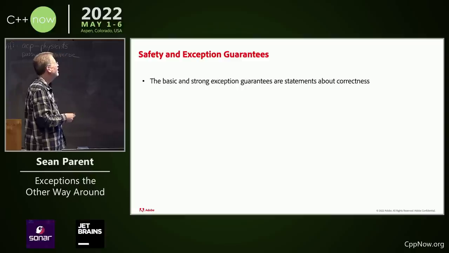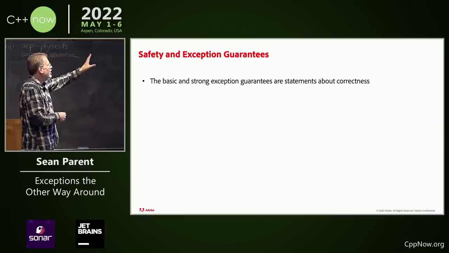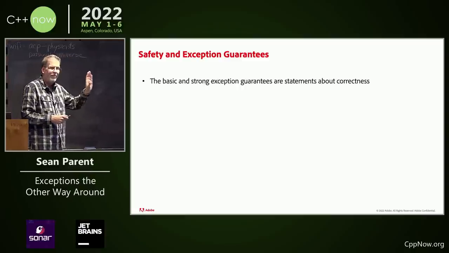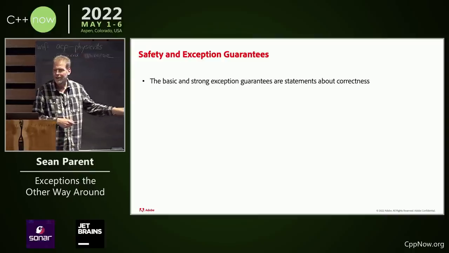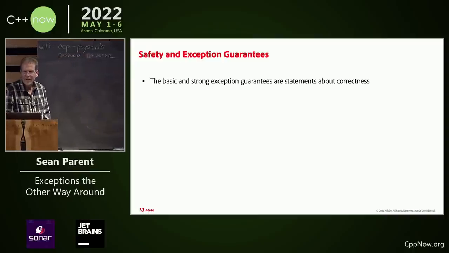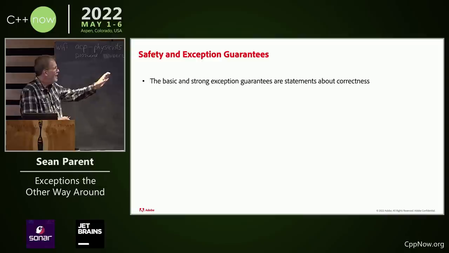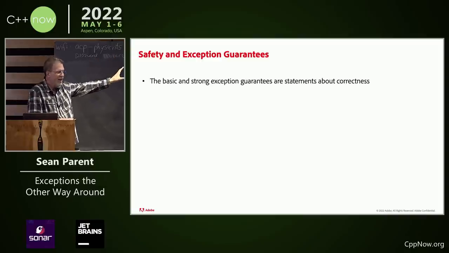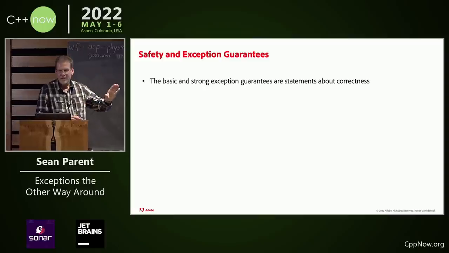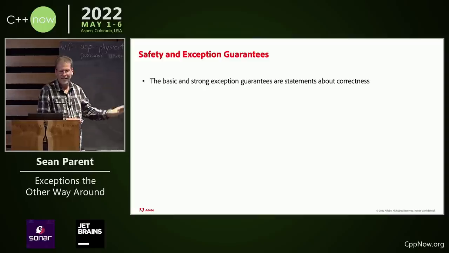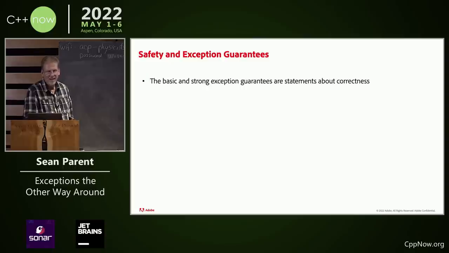Okay. So the basic and strong exception guarantees are statements about correctness. Right? Fundamentally, these are statements about correctness. Okay. So really, the title of Dave's talk should have been exception correctness in generic components.